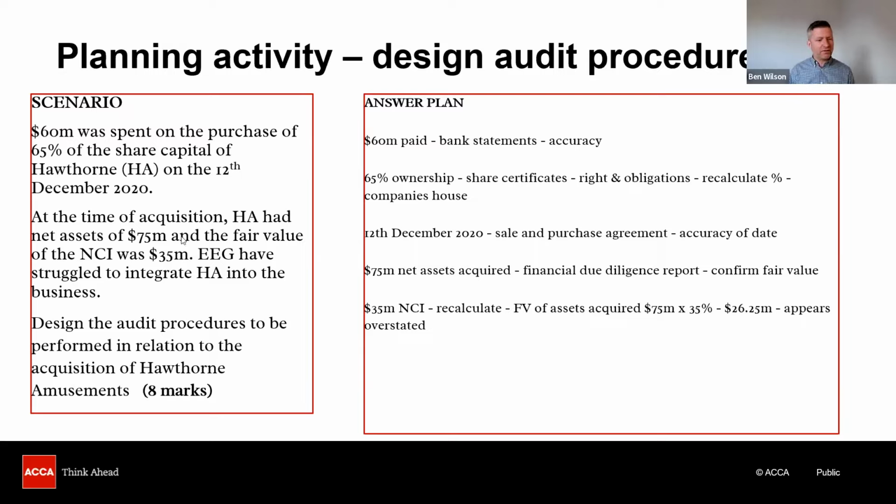Now, we're through most of the information we're given, but we're told this bit of narrative. EEG have struggled to integrate HA into the business. Why are they telling me that? Actually, you tell me in the chat panel, why have we been told that bit of information? We've struggled to integrate HA into the business. Why are we being told that? Every bit of information we're given is there for a reason. Why are we told that?